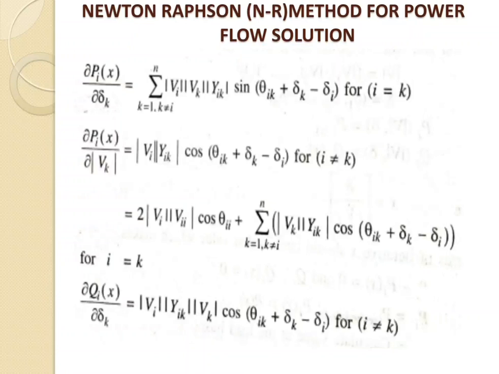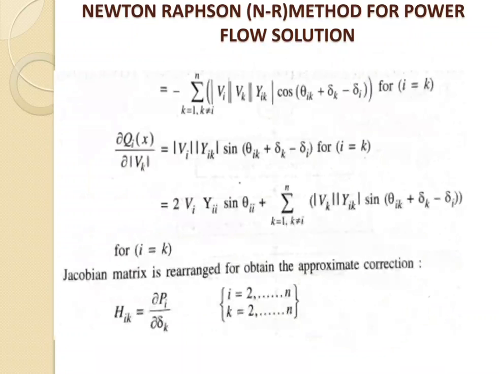In the same way we will go for the equation of the reactive power. So that is written as del Qix divided by del delta k is equal to Vi Yik Vk cos of theta ik plus delta k minus delta i for i not equal to k. In the same way, for the other case, we will write minus the summation of k equal to 1 to n, k not equal to i.